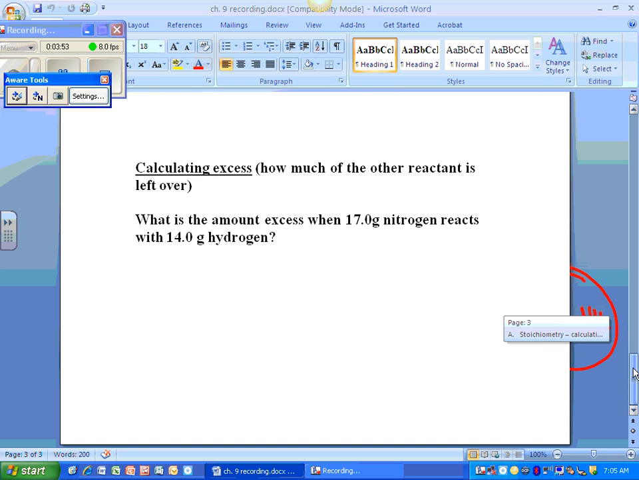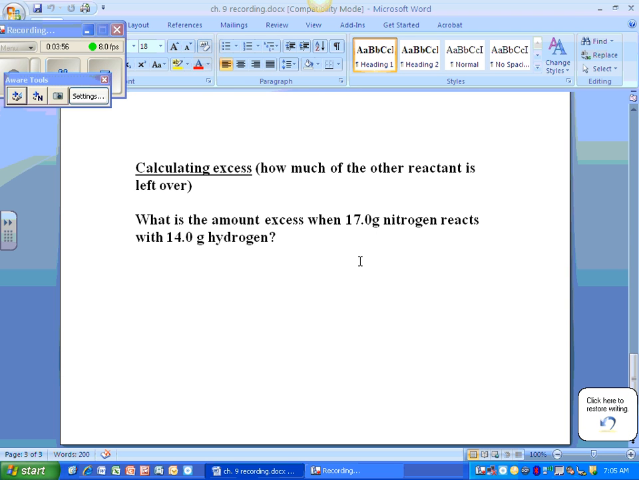Now, let's take a look at how much of the other reactant is left over. We call that calculating excess. Same problem. We had hydrogen plus nitrogen yields ammonia. Okay, this was a 3, this was a 1, this was a 2. Okay, so we want to know how much excess when we reacted those two together.